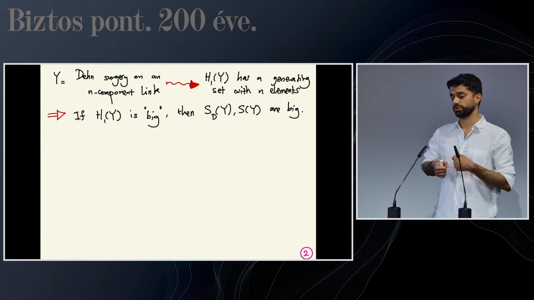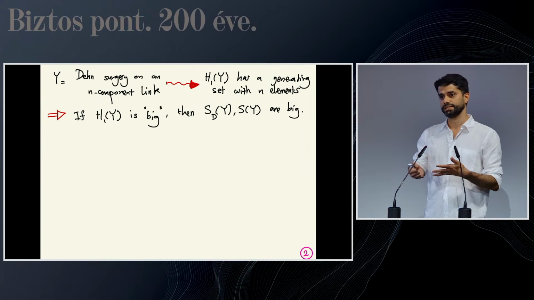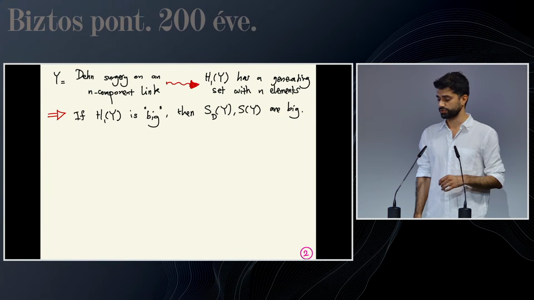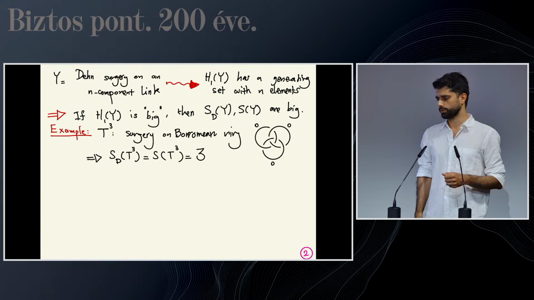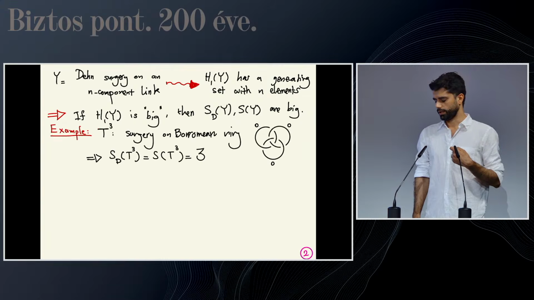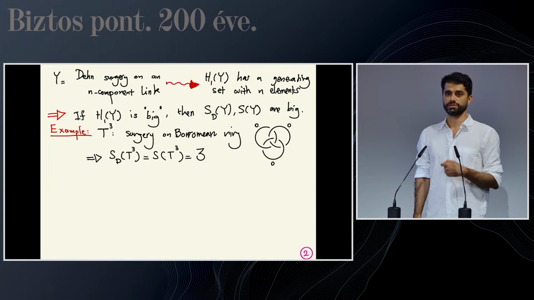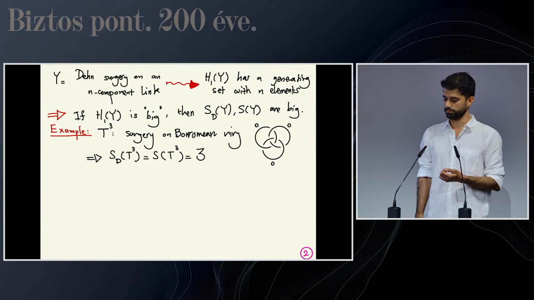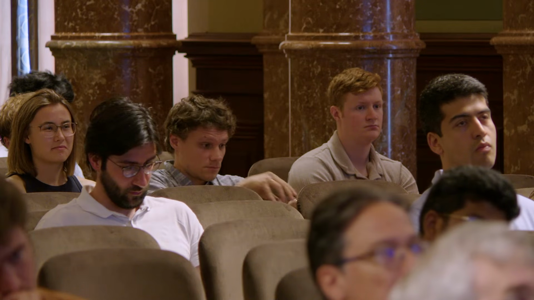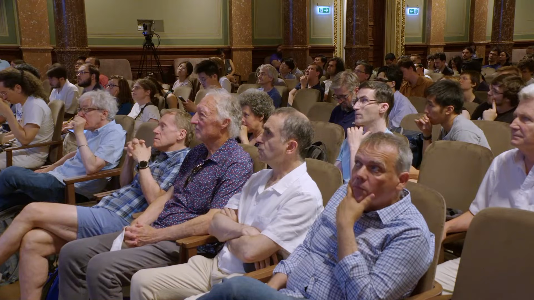So in particular, if your first homology is big, in the sense that you need a lot of generators for the homology, then either of the two surgery numbers has to be big. So as an example, if you look at T3, then it's surgery on the Borromean rings with 3 components. So you know that surgery numbers for T3 are at most 3. On the other hand, for homology you need at least 3 generators. So in this case, you can determine what the surgery numbers are.